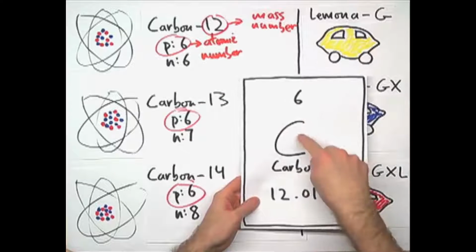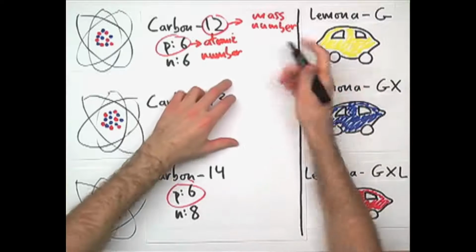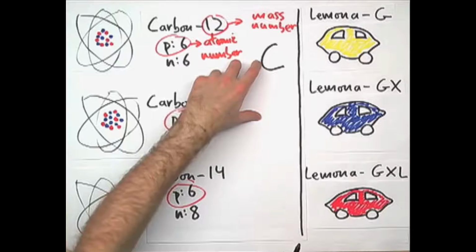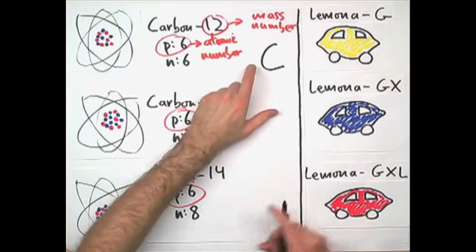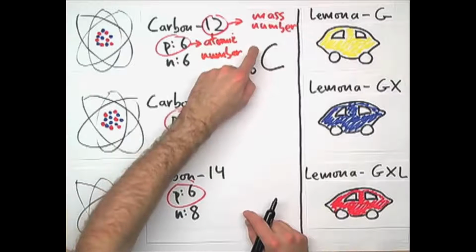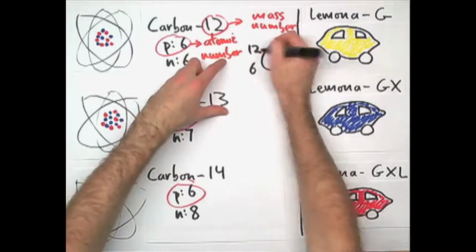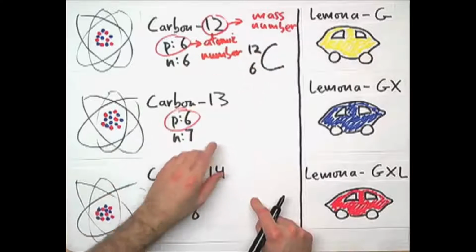So here it is. It's a big uppercase C. So I start with my C for carbon. And then on the lower corner here, I write the atomic number. So that's going to be 6. And then up top, I write the mass number, which is 12. So this is carbon 12 written in isotope notation.